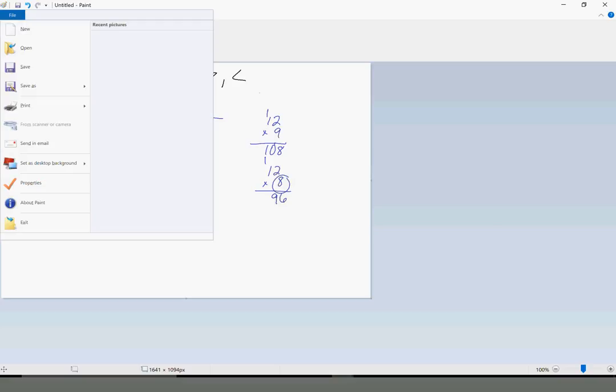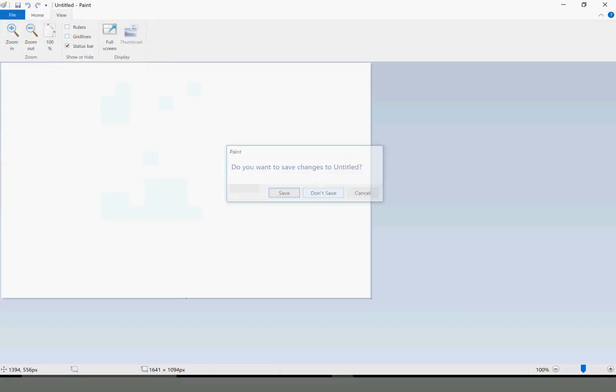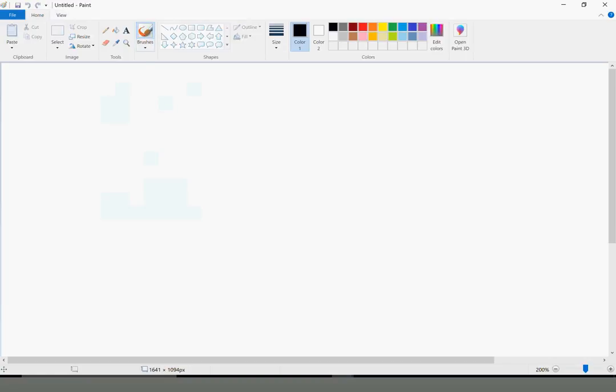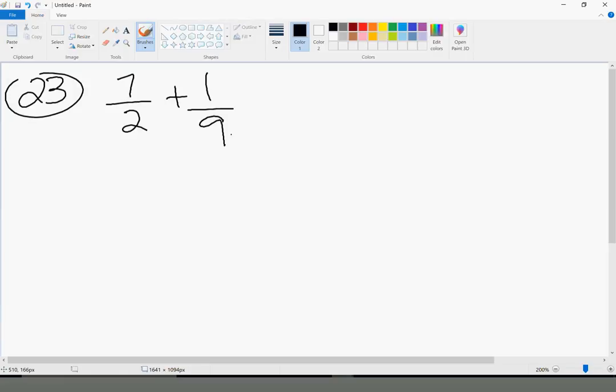All right, so let's keep going. 23: 7 twelfths plus 1 ninth. Okay, to add or subtract fractions, you must have a common denominator. Let's get the least common denominator between 12 and 9. So that's basically the least common multiple between those two numbers.